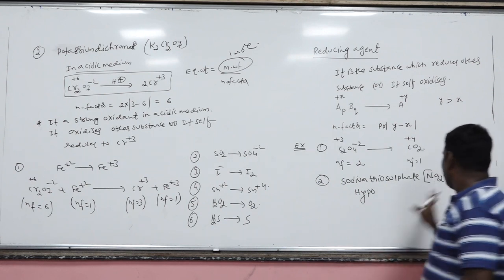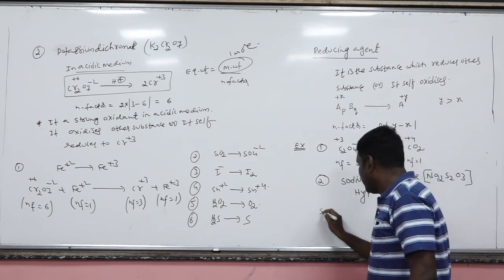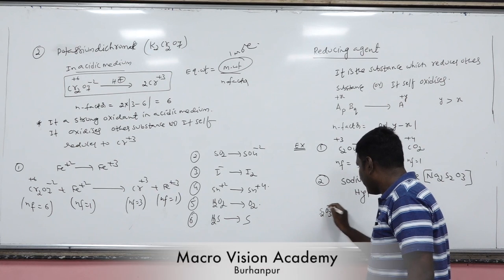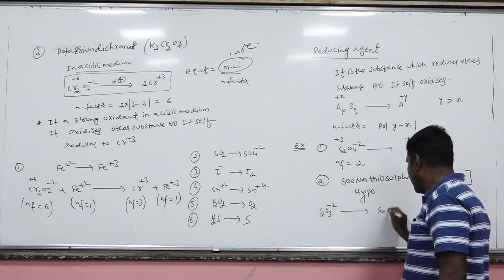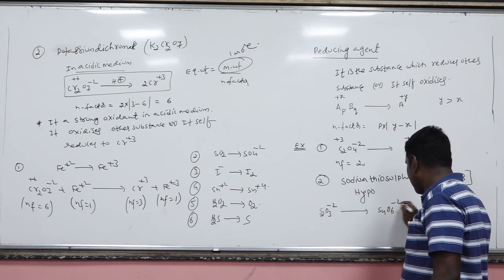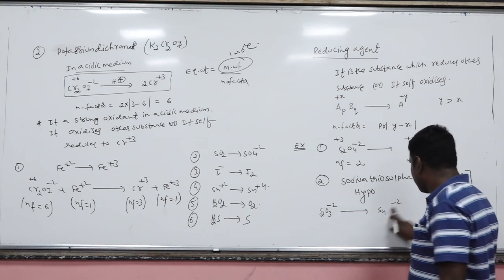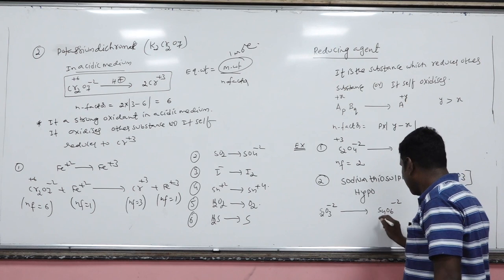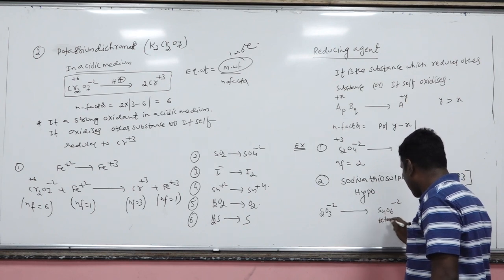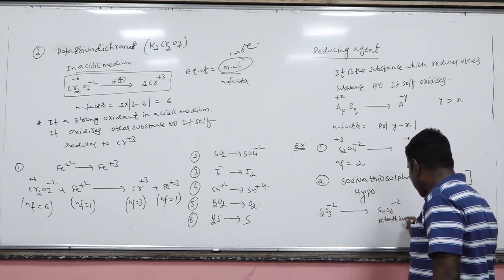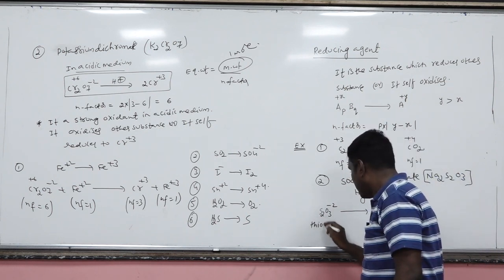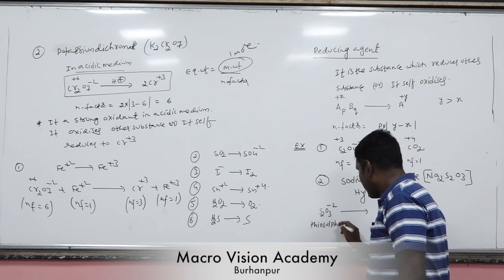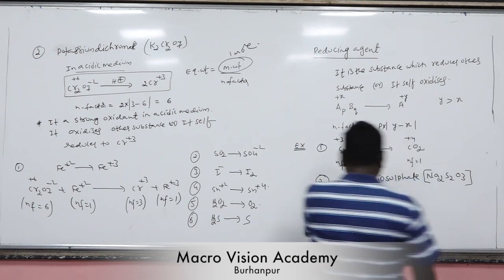Here, in sodium thiosulfate, S2O3 2 minus, thiosulfate will get oxidized to tetrathionate, S4O6 2 minus. This is tetrathionate. This is thiosulfate. This is a standard equation.